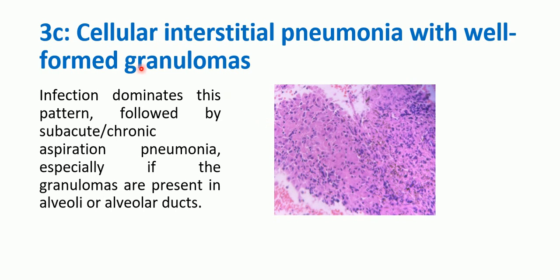Cellular interstitial pneumonia with well-formed granulomas. When we see well-formed granulomas, we are going to think in the direction of infection, but don't forget sarcoidosis also as one of the differential diagnoses, though it appears more in the nodule form than in the interstitial pneumonia form. Still, sarcoidosis comes in the differential diagnosis along with infections and aspiration pneumonias if granulomas are present in the alveoli or the alveolar ducts.